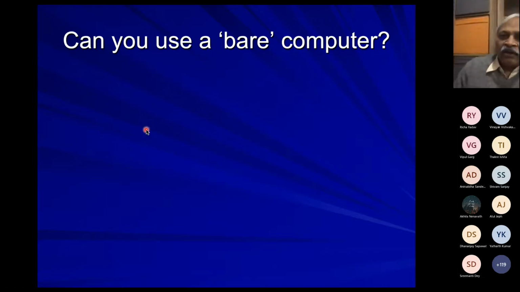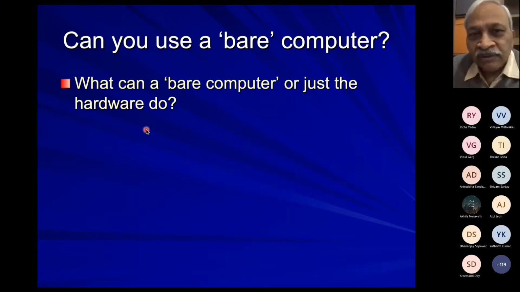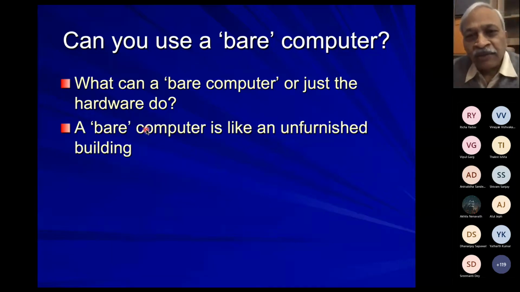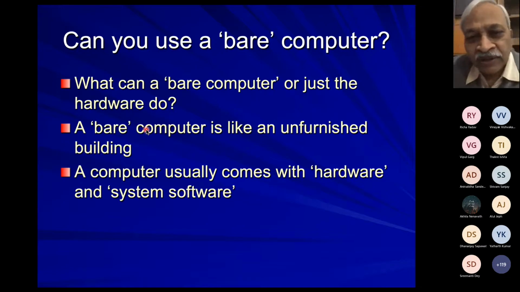Now, this arrangement is not enough because you want to work with C, Java, MATLAB, and so on. So, is this bare computer, just bare hardware, in a position to do what we want? The bare computer is like an unfurnished building. Okay, so you have walls, floors, doors, and so on, but you need much more inside these rooms and so on to live and work. So a computer usually comes with hardware, which we talked a little bit, and what is called system software. So you have your own programs to run, but you need support of the system software.